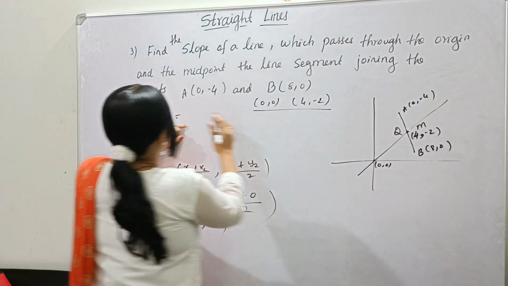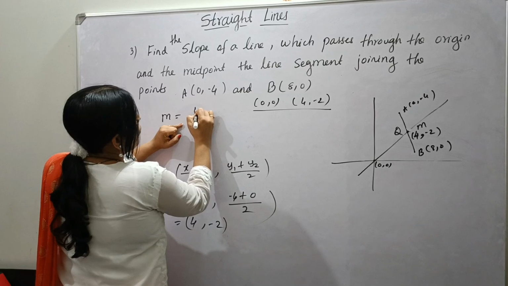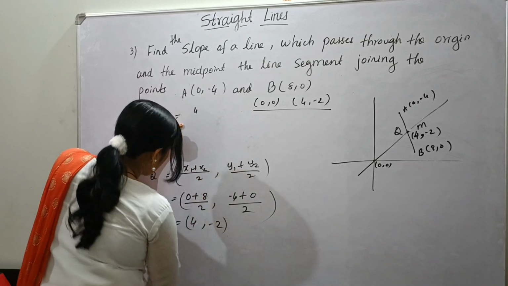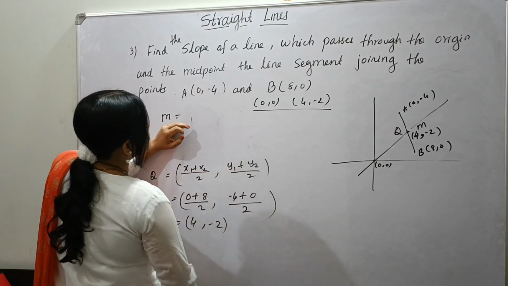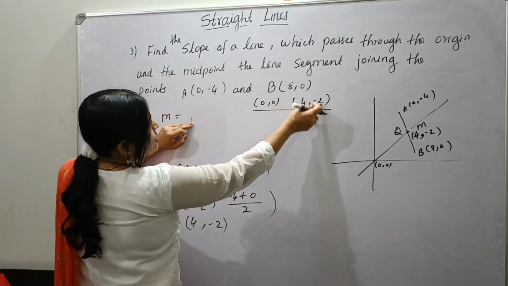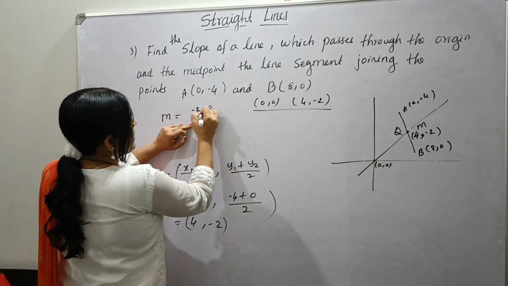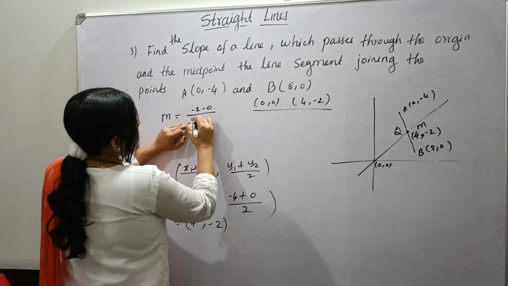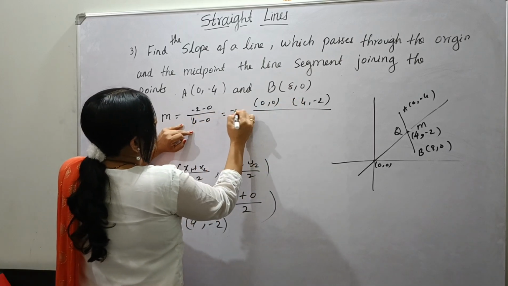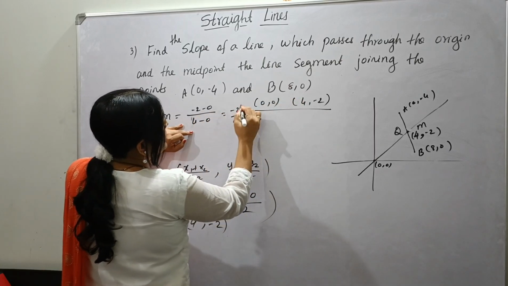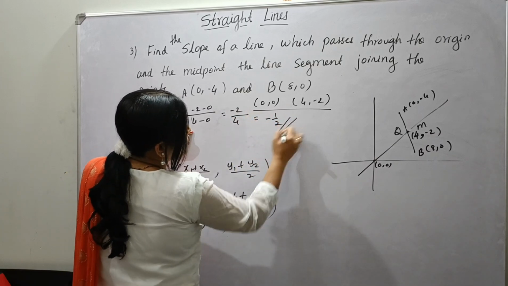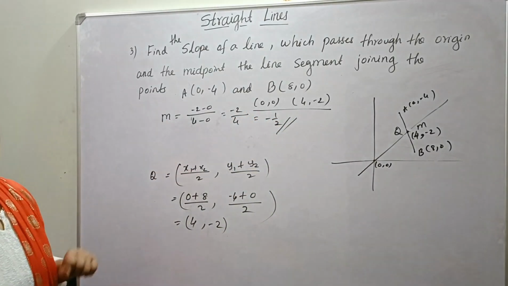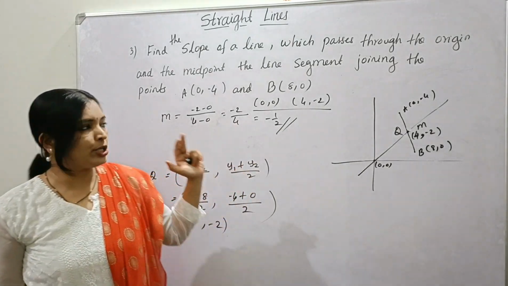So here, using y2 minus y1, we get -2 minus 0, divided by 4 minus 0. That is -2 divided by 4, which is nothing but -1 by 2. So the slope is -1 by 2.